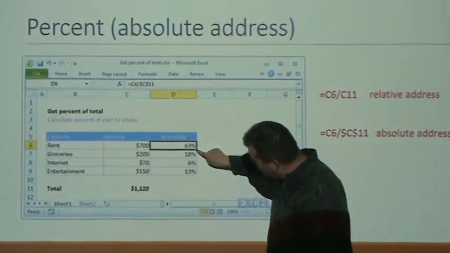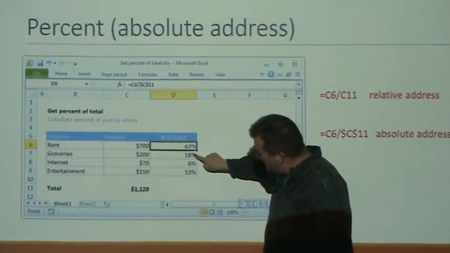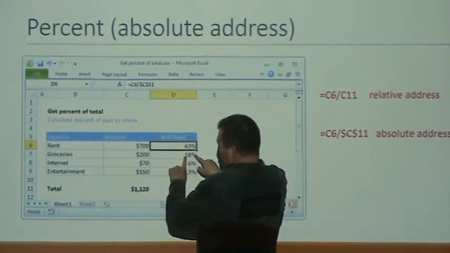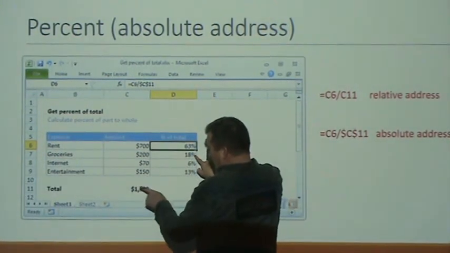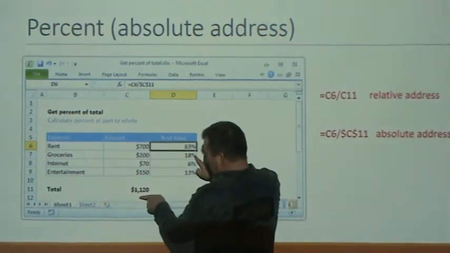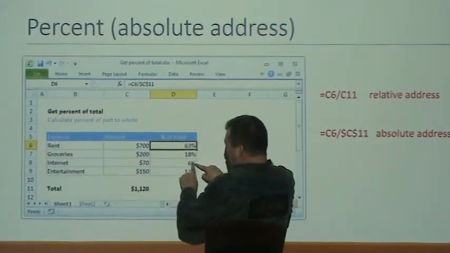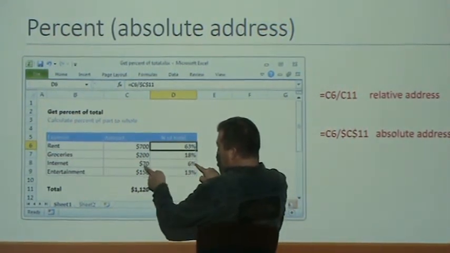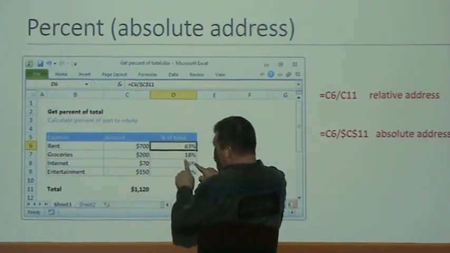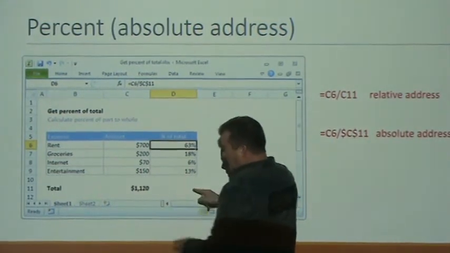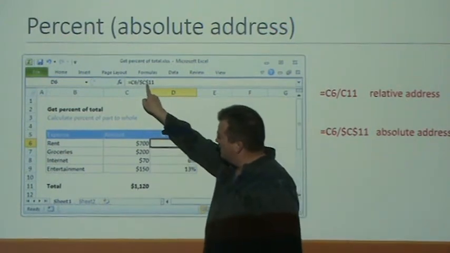So by making this formula C6 divided by $C$11, what that means is if I now grab this corner and drag it down here, this box will be calculated as the number next to me divided by this number. Not the number below this one, but this one. This box will be calculated as the number next to me divided by exactly this number. This one will be this number divided by that. So that's the point of the $ sign.